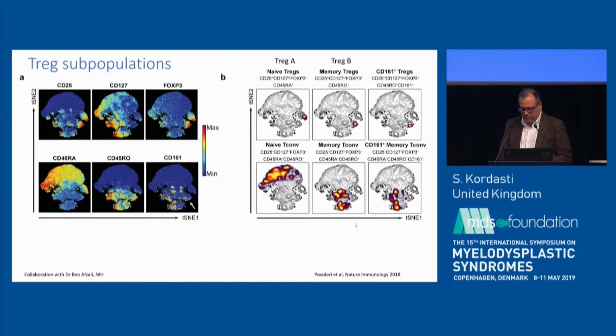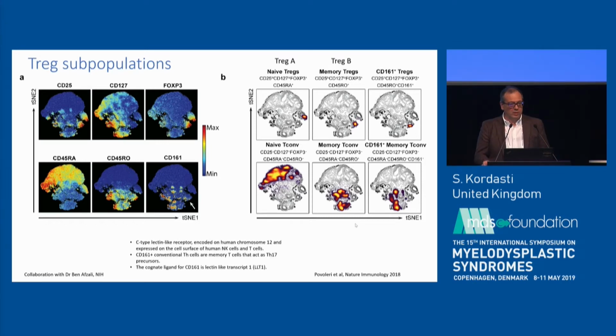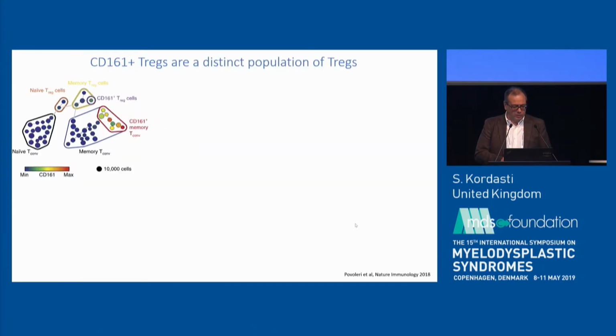If you go deeper, you see that these Tregs are not as simple. In the study we did with my collaborator Ben Afzali from NIH, we noticed that there is an additional subpopulation that expresses CD161, and CD161 is known to be a Th17 subtype of Tregs. It was a bit strange for us, and we wanted to see exactly what these cells are. We noticed they are indeed a very distinct population of Tregs. They are very different from the rest of Tregs.